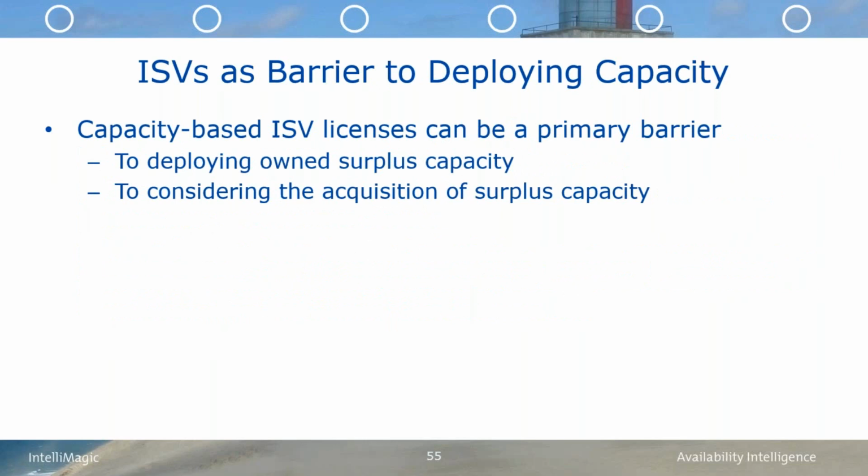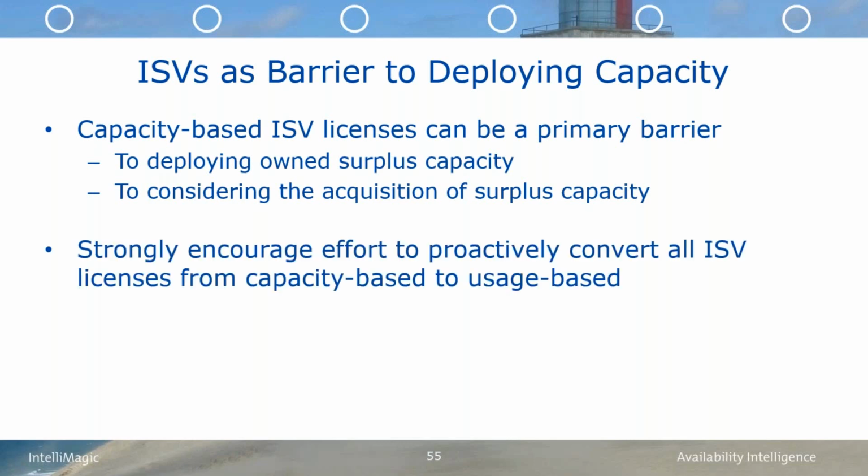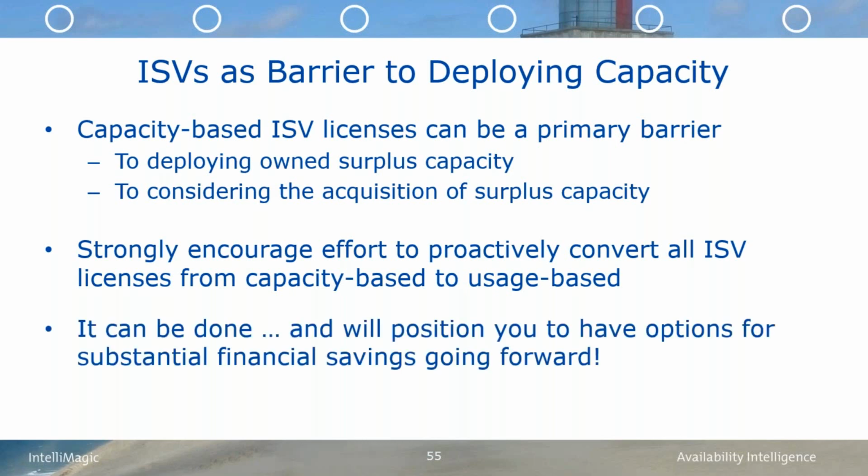Customers indicate that capacity-based independent software vendor licenses can be a primary barrier to deploying owned capacity or to considering acquiring surplus capacity, because many ISV contracts are capacity-based and not usage-based. Those capacity-based ISV contracts will severely limit your ability to configure your environment in the most cost-effective manner until you renegotiate them to be usage-based. So I encourage you to tackle that proactively and aggressively.